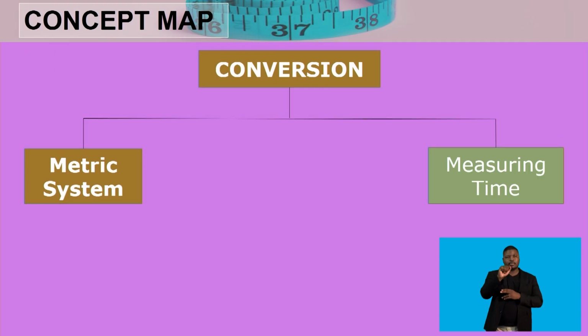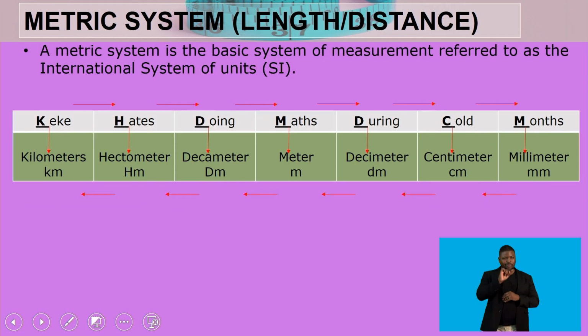Let's look at our metric system. A metric system is a system of basic units of measurement referred to as the International System of Units. These are the units that we use in South Africa. So for length and distance, we use kilometers as our basic unit of measuring distance.